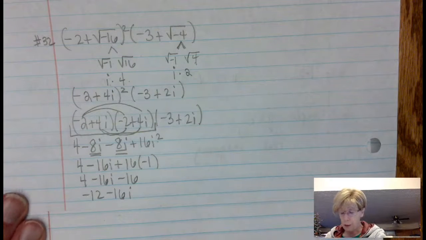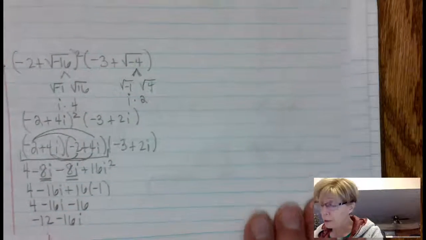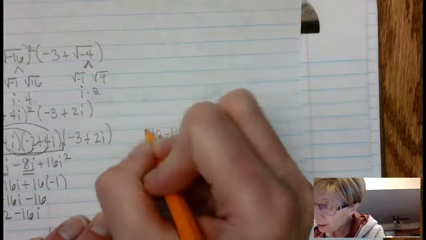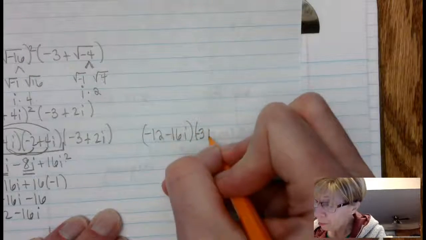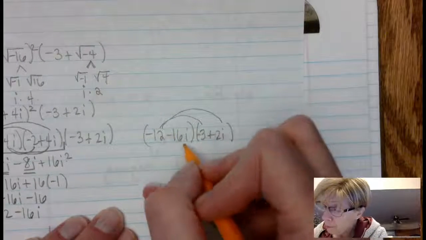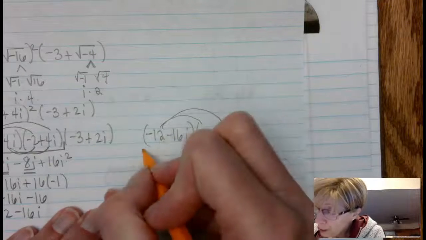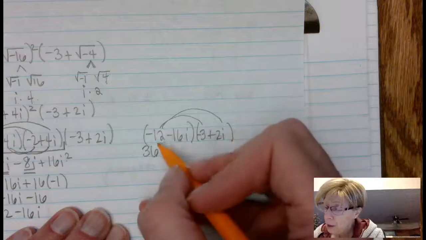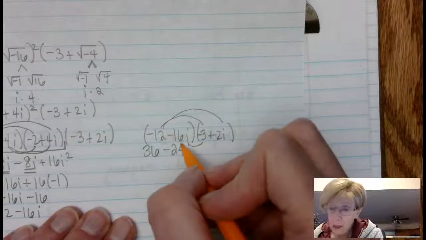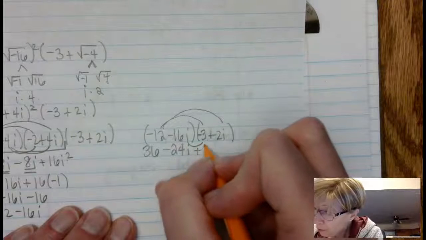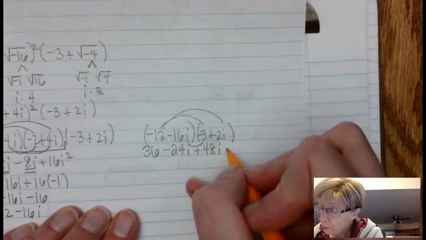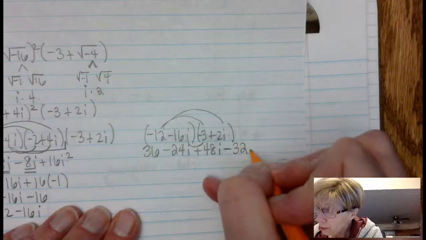So we multiplied the first two together, we got an answer, and now what we need to do is we're going to take that value, negative 12 minus 16i, and we're going to multiply it by negative 3 plus 2i. So again, double distributive property, FOIL, negative 12 times 3 is positive 36. Negative 12 times 2i is negative 24i. Negative 16i times negative 3 is positive 48i. Negative 16i times 2i, negative times positive is negative. 16 times 2 is 32. i times i is i squared.